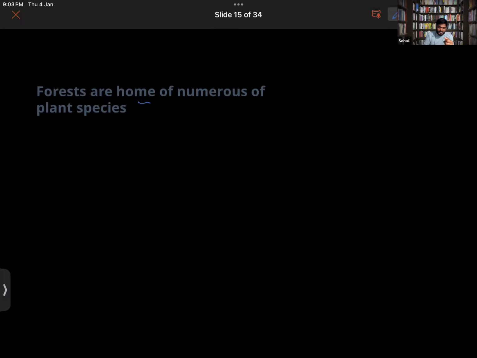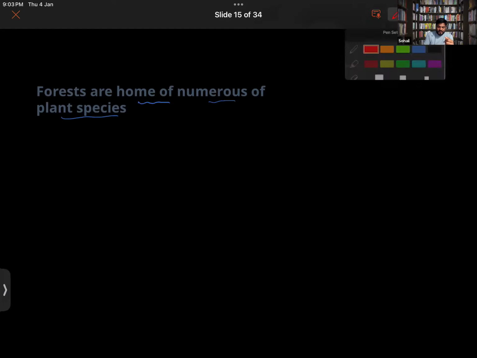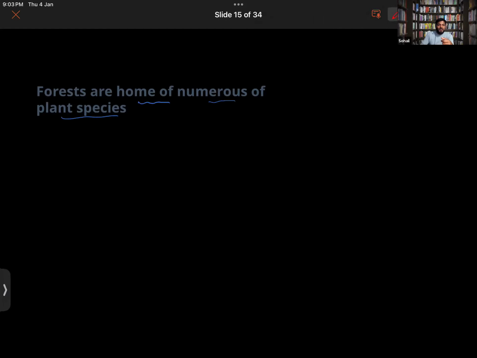Now we know that forests are home to numerous plant species. Different types of plant species are found in forests. There are some plant species that are indigenous to a particular forest only. You won't find them in any other part of the world. There are several plants that are found in the Amazon forest only, and are not seen in any other part of the world. You guys know about indigenous species.